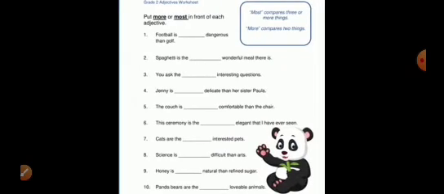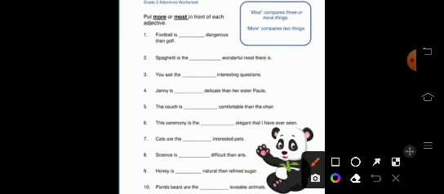The first two I am discussing with you. The remaining you have to do on your own, and give the answers in the comment box. Okay, football is dash dangerous than golf. Now football is compared with golf. Whenever the comparison is made between two, we use the comparative degree, that is more dangerous.